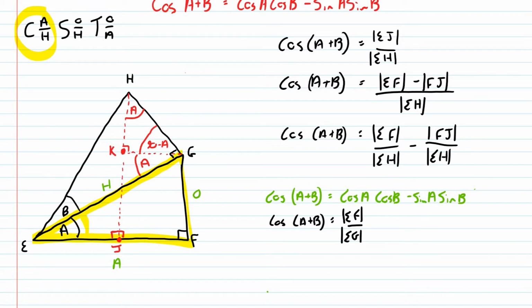Alright, so that's that done. Now I'm going to look for the cos of B. So we'll take out these. Look for the cos of B. Well, here's B. So we'll take this triangle.